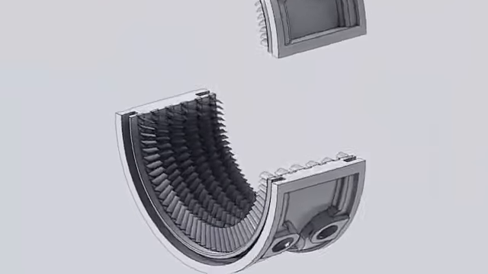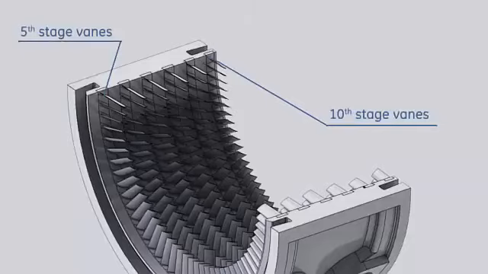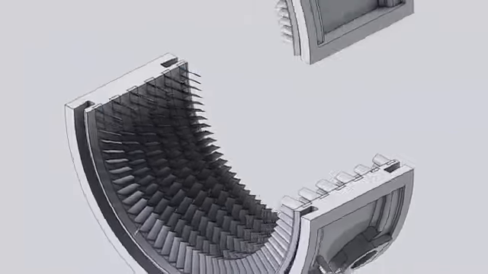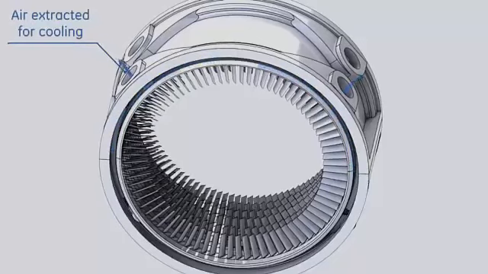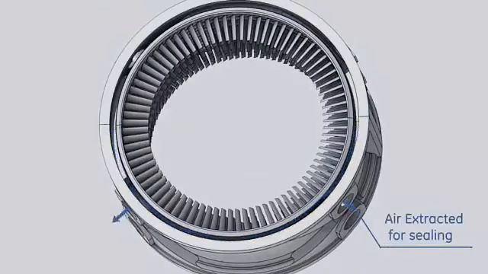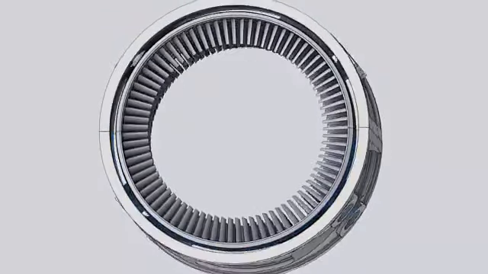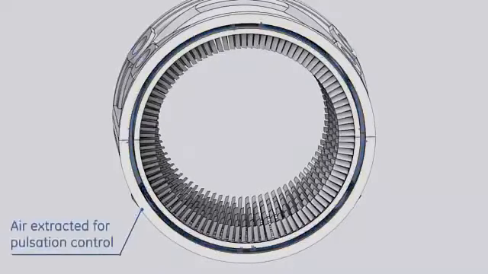The aft casing contains the 5th to the 10th compressor stator vanes. A groove is machined at the forward face around the 5th wheel blades, where air is extracted for cooling and sealing functions through 2 ports in the upper half and 2 on the lower half. Another groove is machined around the 11th wheel blades, where air is extracted for surge protection during transient operation.